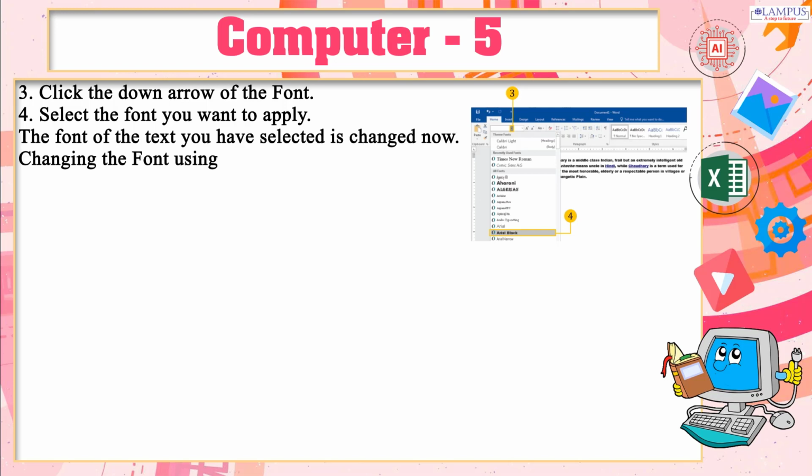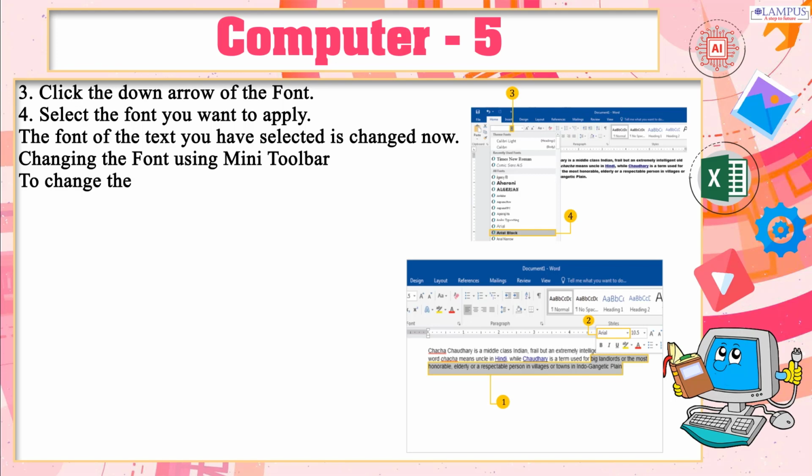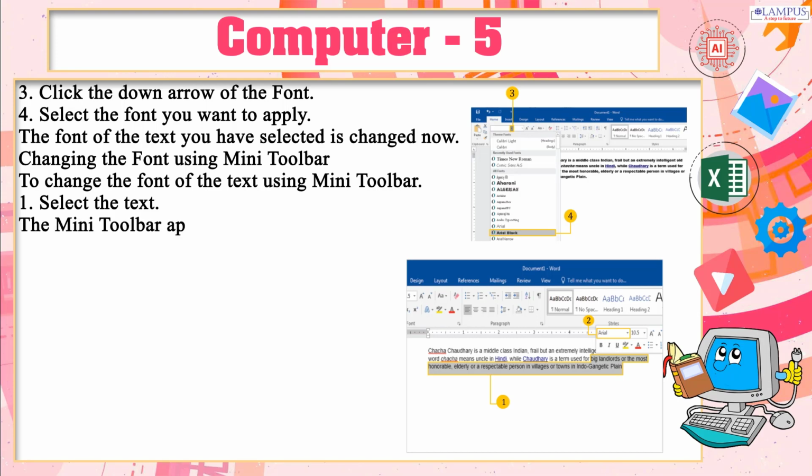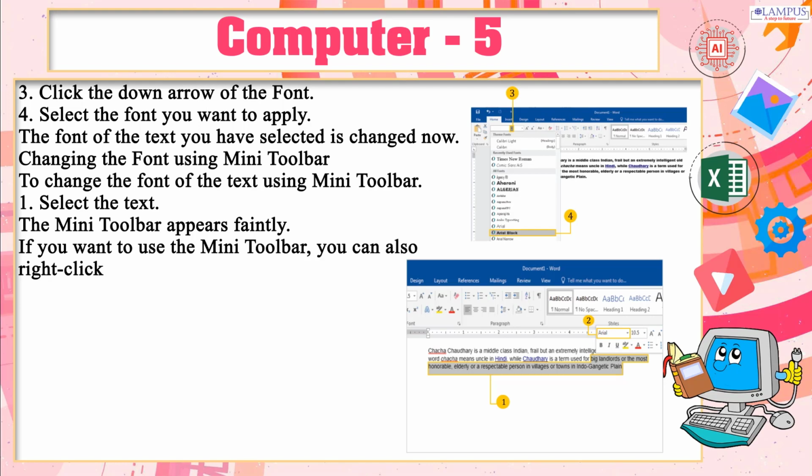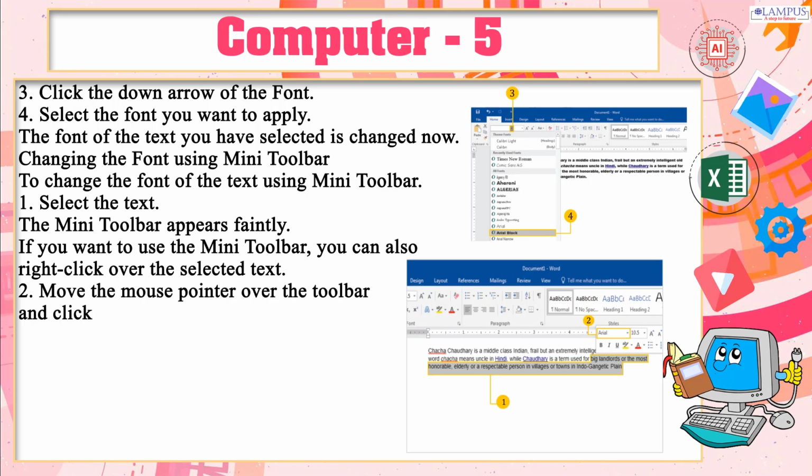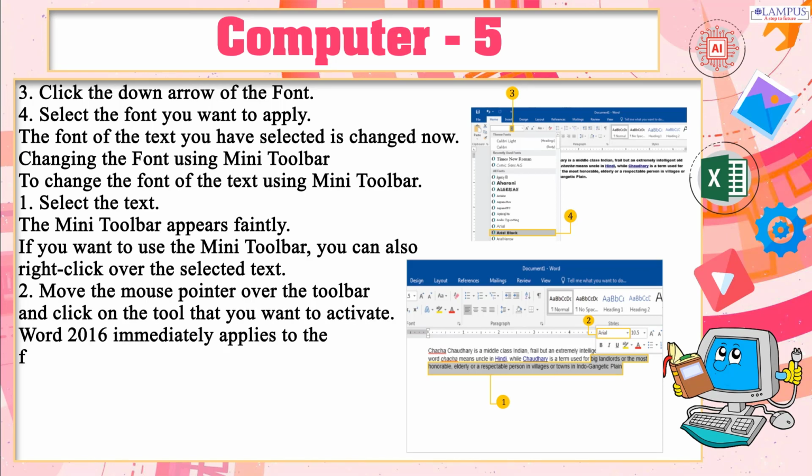Changing the font using Mini Toolbar. To change the font of the text using Mini Toolbar. 1. Select the text. The Mini Toolbar appears faintly. If you want to use the Mini Toolbar, you can also right-click over the selected text. 2. Move the mouse pointer over the toolbar and click on the tool that you want to activate. Word 2016 immediately applies the formatting.